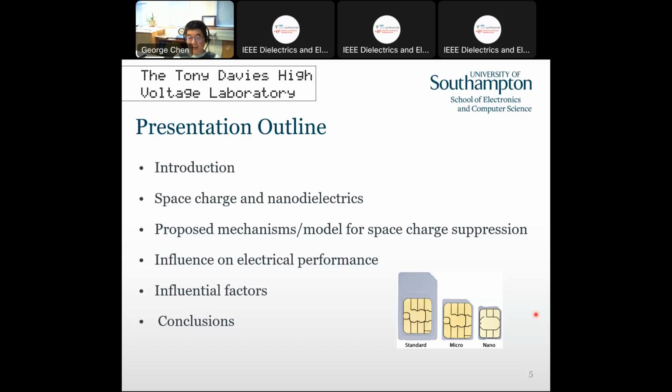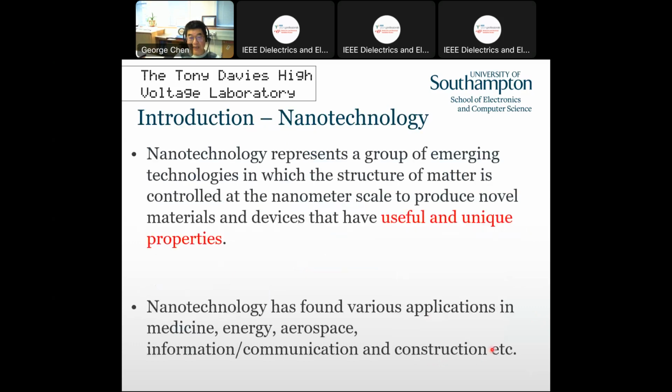If you look at this SIM card, you can clearly see everything going smaller. That's why nanodielectrics have become an important research topic nowadays. So the first question we want to ask is, where do nanodielectrics come from? To answer this, we need to look at nanotechnology first.